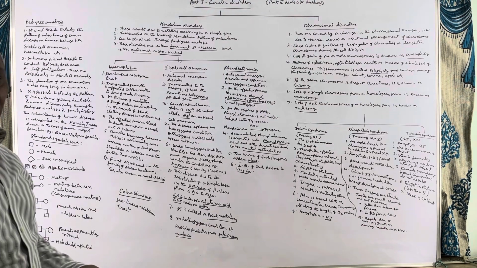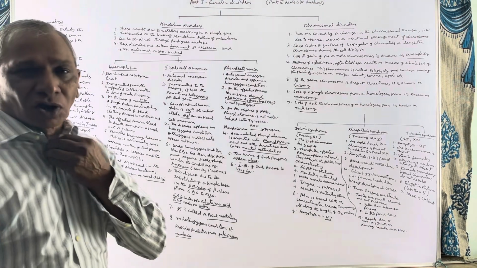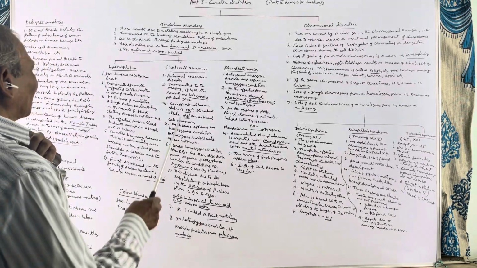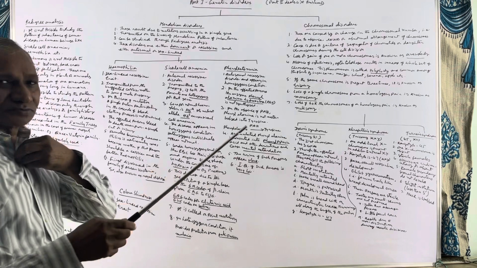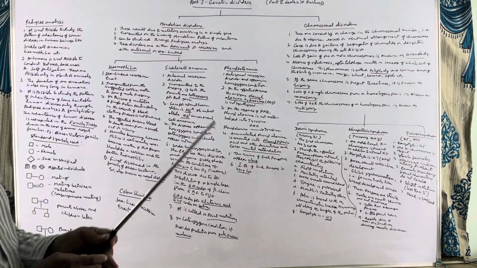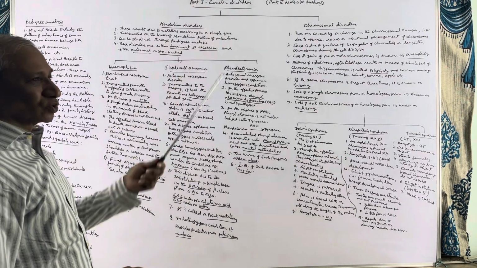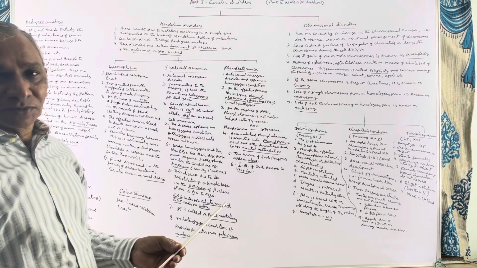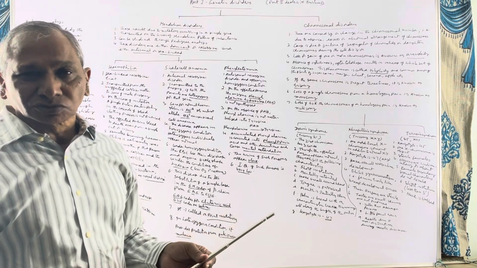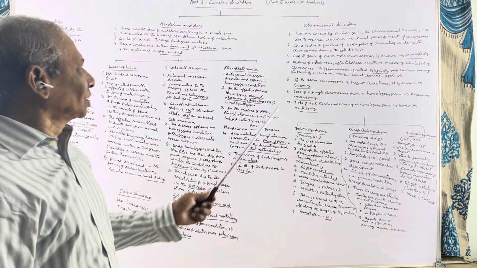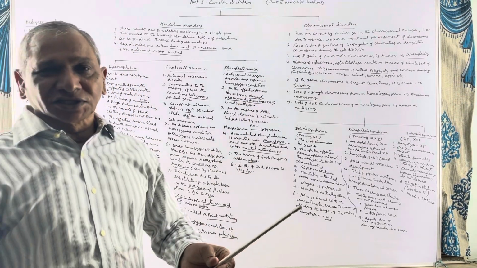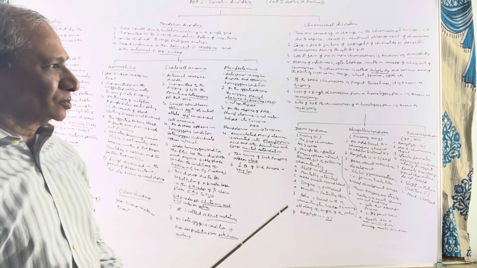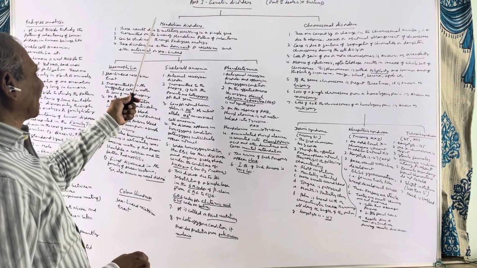The genetic disorders in human beings are two types: Mendelian disorders and chromosomal disorders. Mendelian disorders are due to a single mutation occurring either in the somatic chromosomes or in the sex chromosomes. But the chromosomal disorders are due to a change in the number of chromosomes. First, let us take up Mendelian disorders.